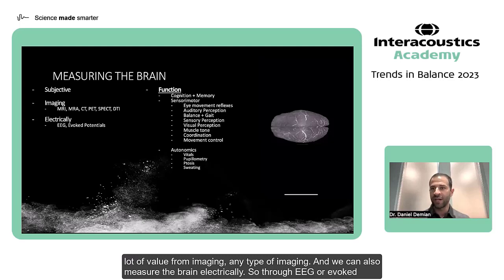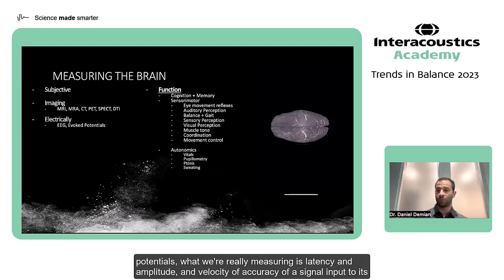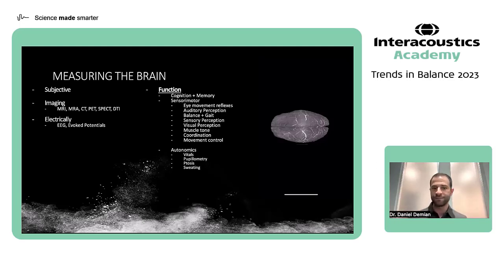We can also measure the brain electrically. Through EEG or evoked potentials, what we're really measuring is latency, amplitude, velocity and accuracy of a signal's input to its output.